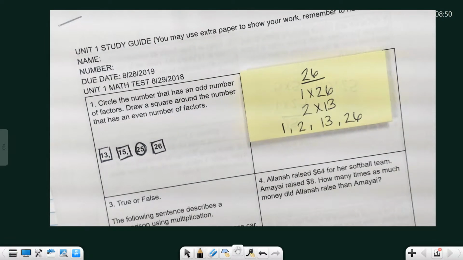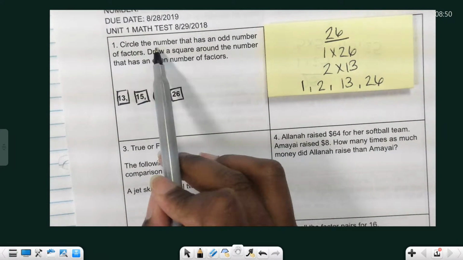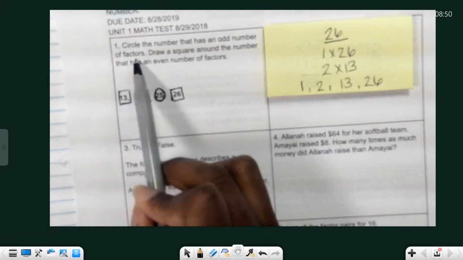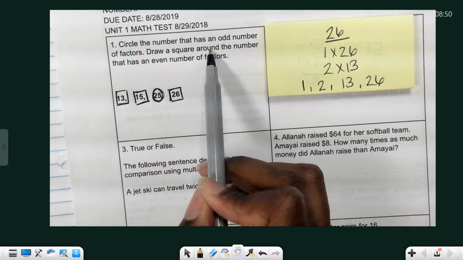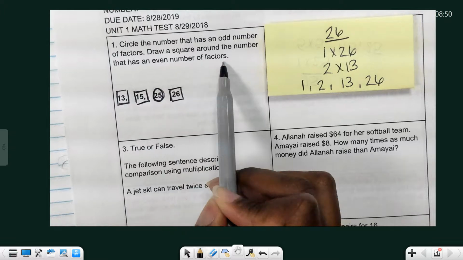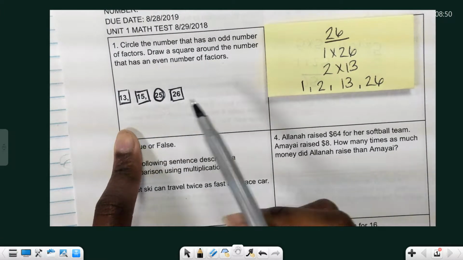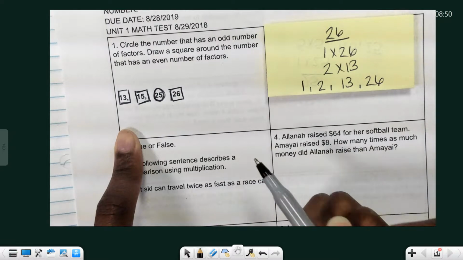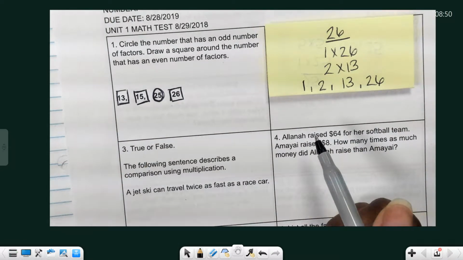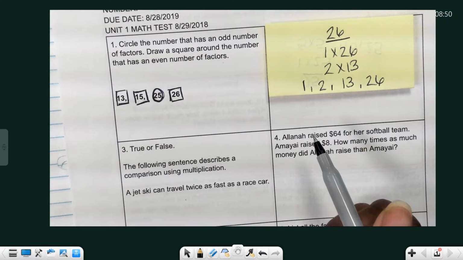All right, so we're taking a look at number 1, and it says circle the number that has an odd number of factors. Draw a square around the number that has an even number of factors. Your numbers are 13, 15, 25, 26. What we just talked about, even numbers are 2, 4, 6, 8, 10. Odd numbers are 1, 3, 5, 7, 9.